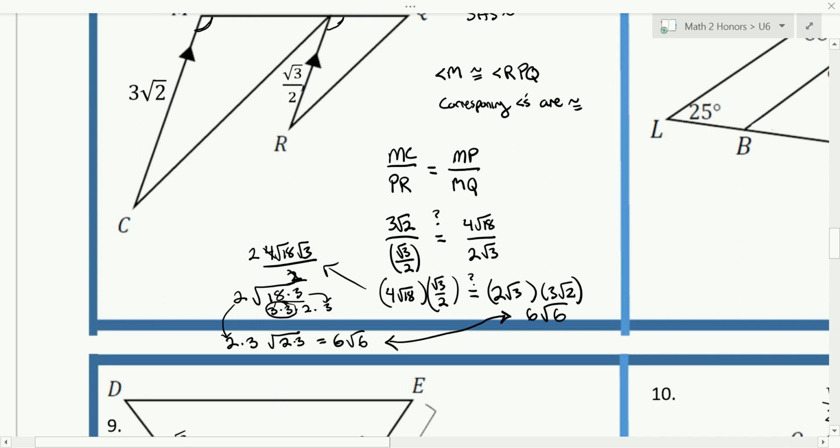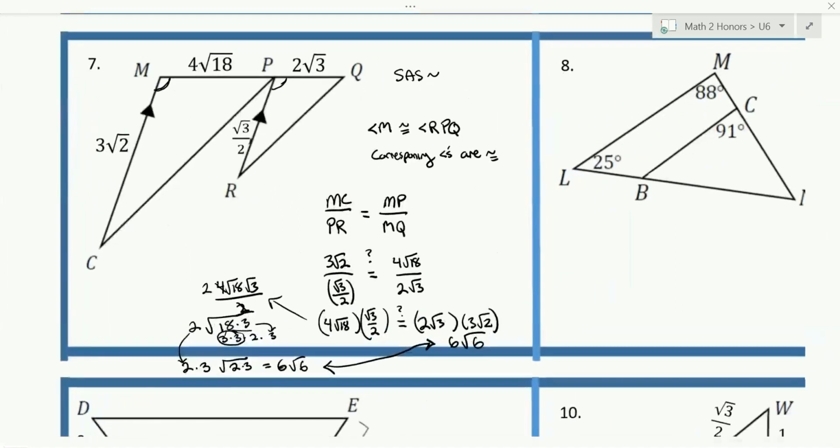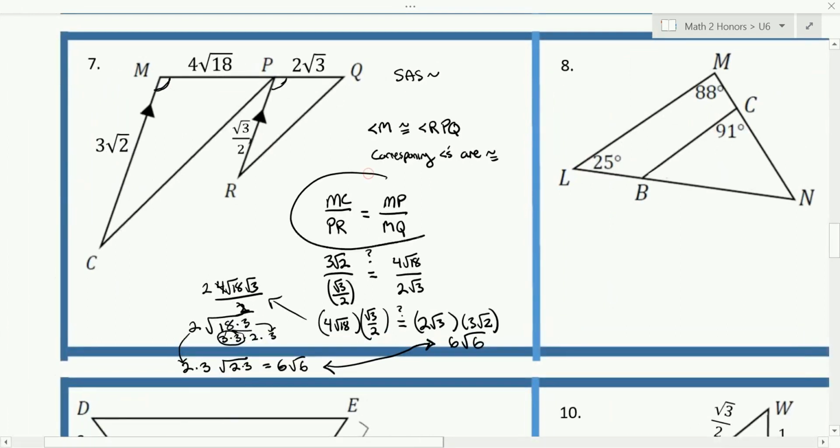Whew. All right. So we showed that this proportion is true. We also convinced ourselves that the angle in between those sides are congruent. And so now we have side angle side similarity. So let's finish off by similarity statement. Triangle MCP is similar to which triangle? PRQ.